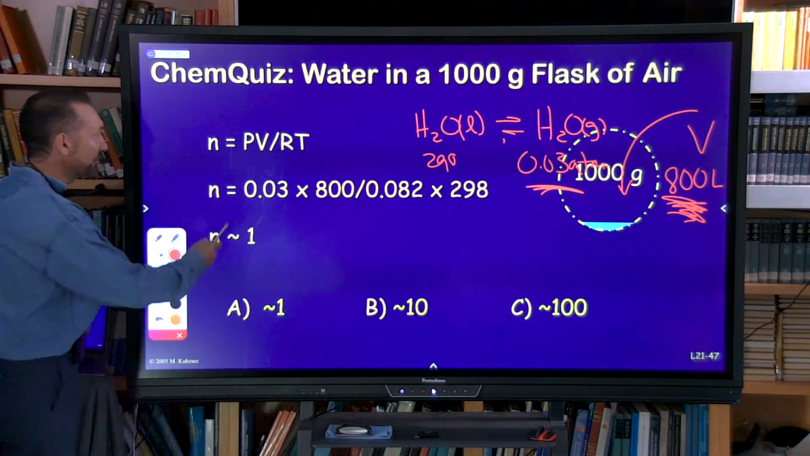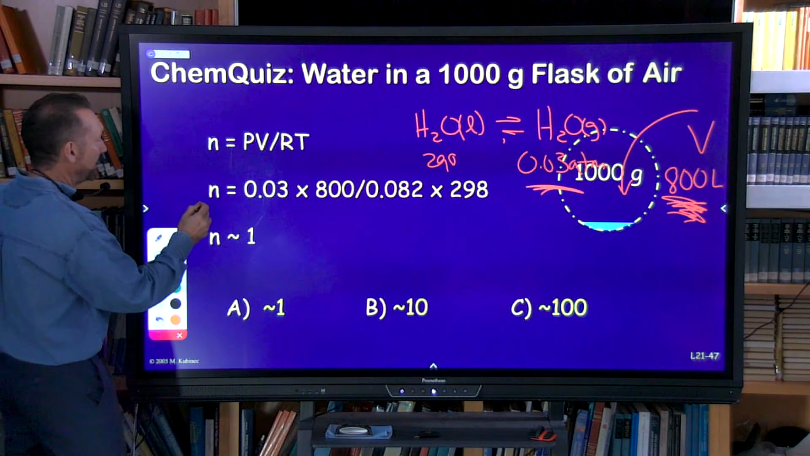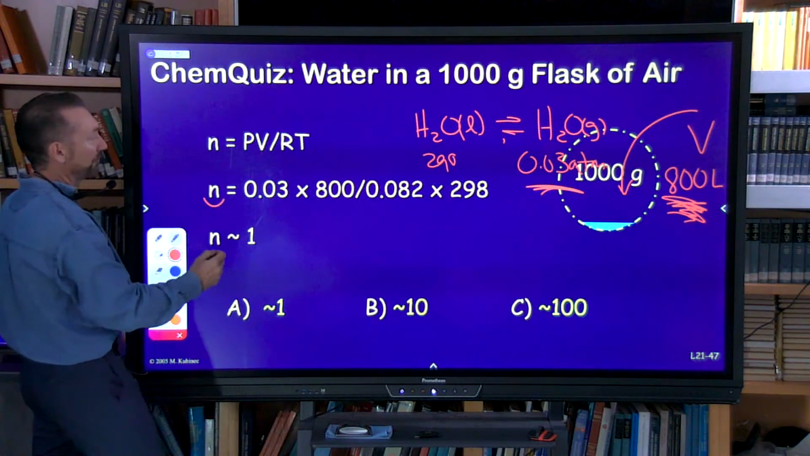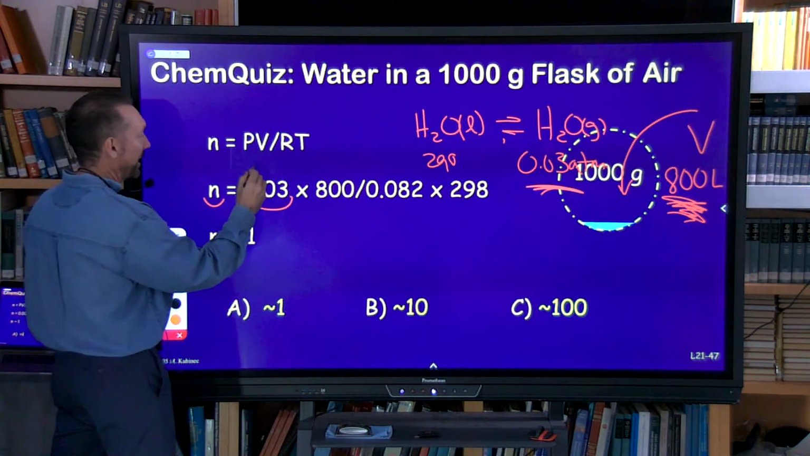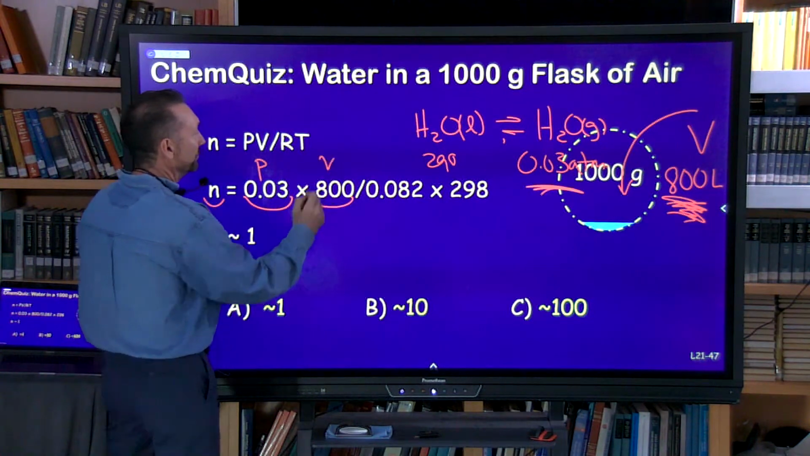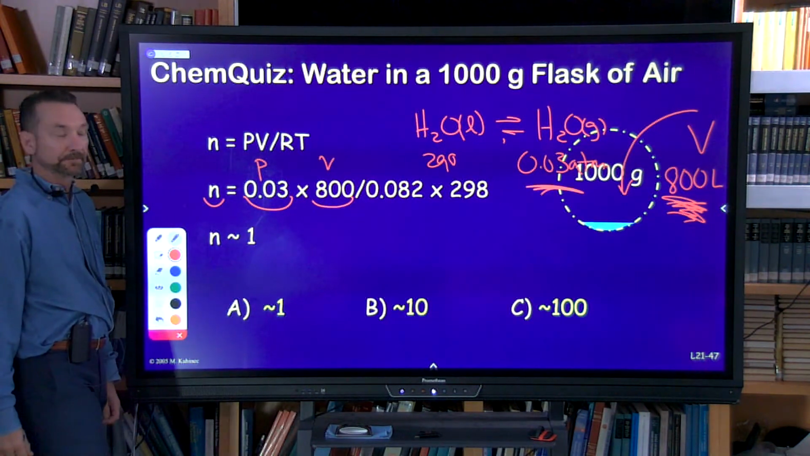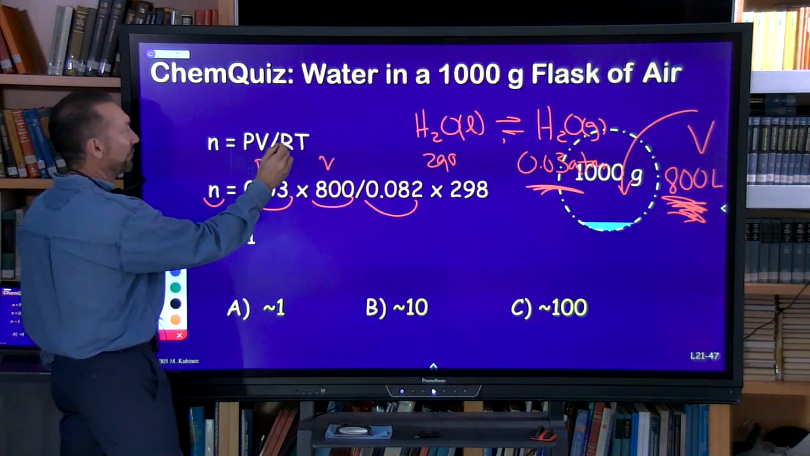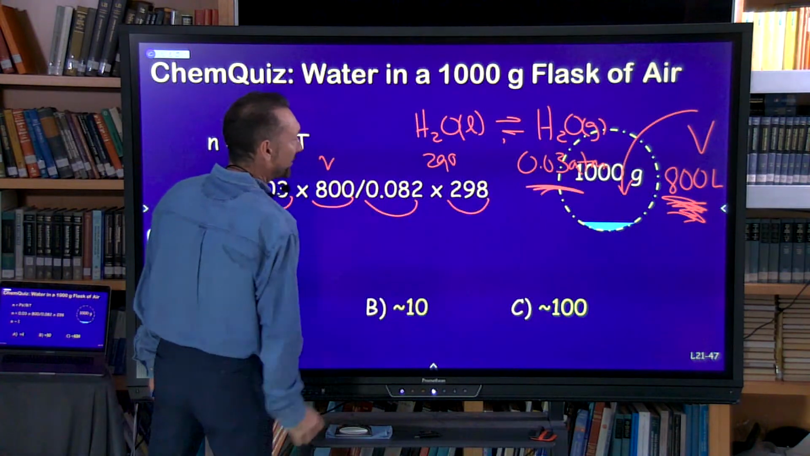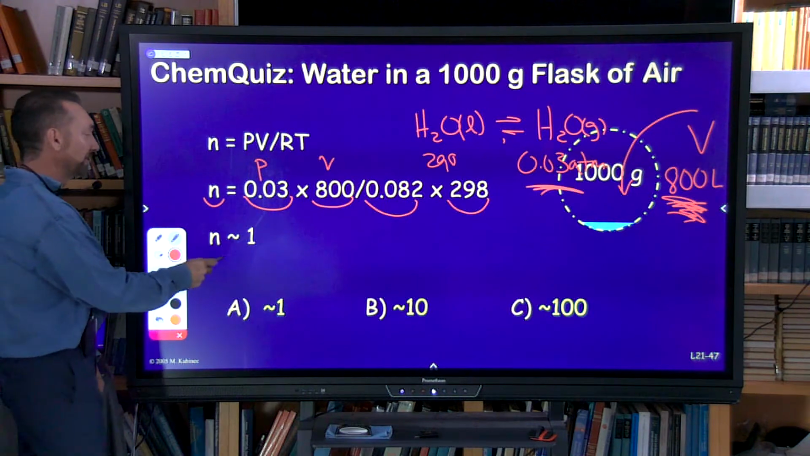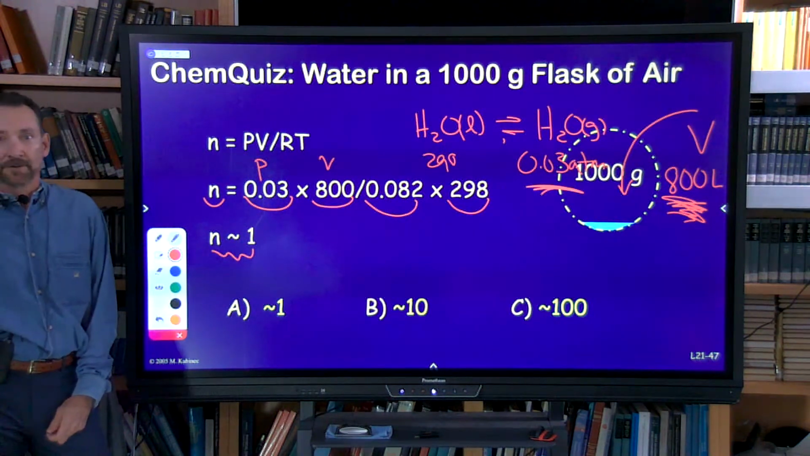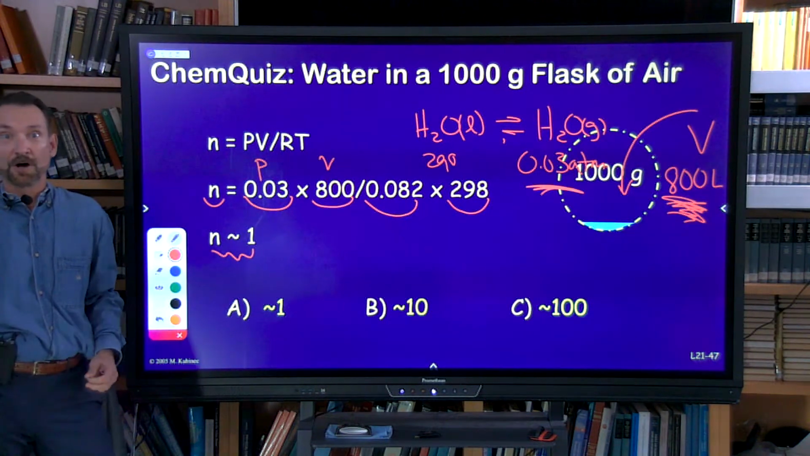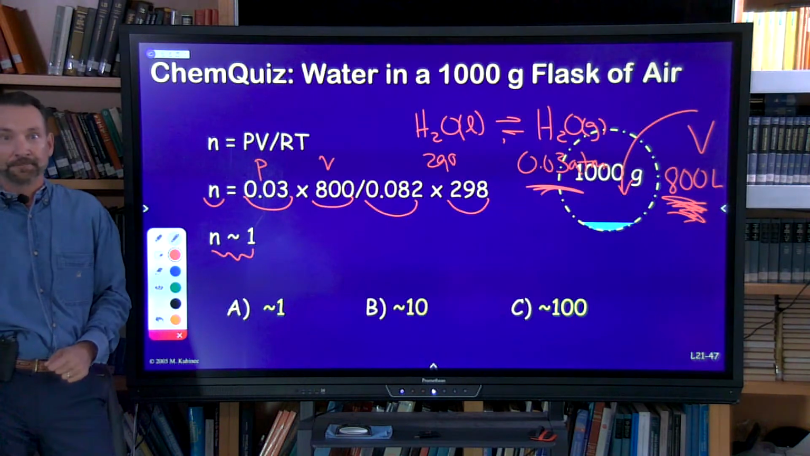Okay, so I can do that. We're interested in the mass of the water there, but we can get the moles of the water. The moles of the water is PV over RT. This has to be the pressure in atmospheres. We know the volume of 1,000 grams of air. There's R. So we have our P times V over R times T. There's our temperature. That turns out to be about 1. Okay. So how many grams of water are there in 1,000 grams of air at sea level? Around 20.